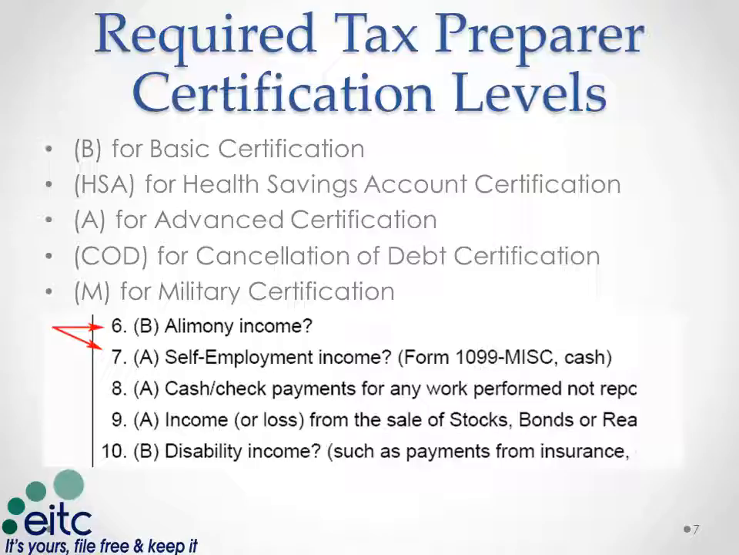So as you can see here on 6 and 7, if someone came in and they had alimony income, that's okay for someone who is certified as basic to complete the return. But if someone who has self-employment income comes in, someone who's basic cannot complete that return. It needs to be someone who is certified as advanced.